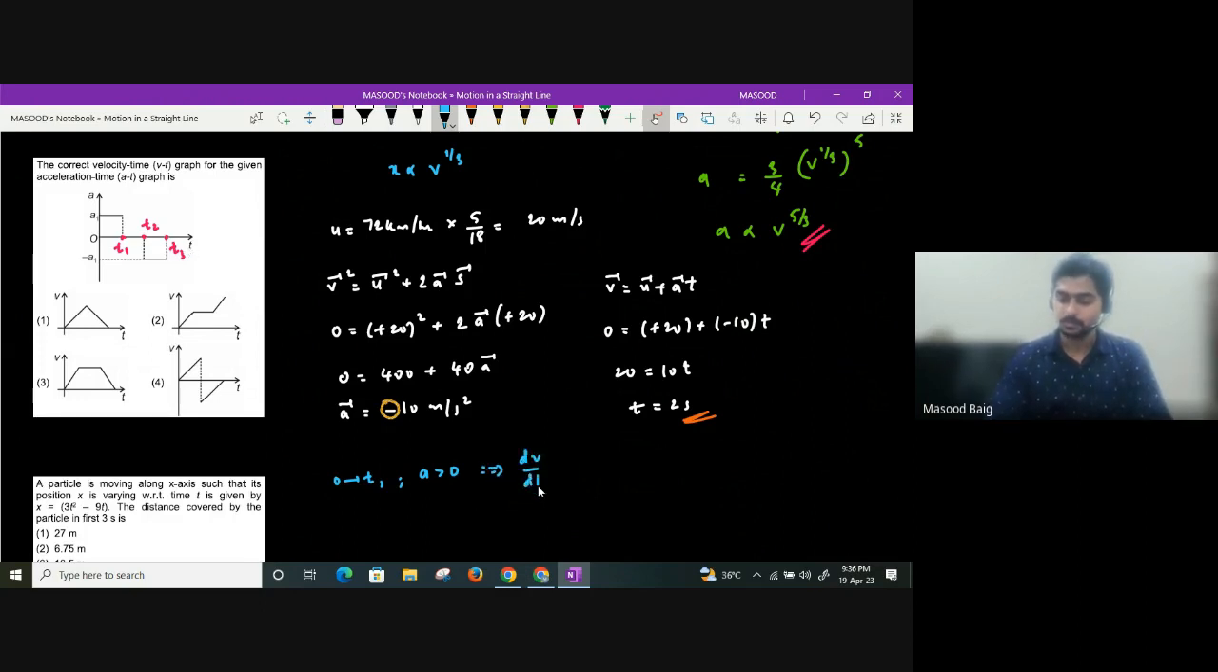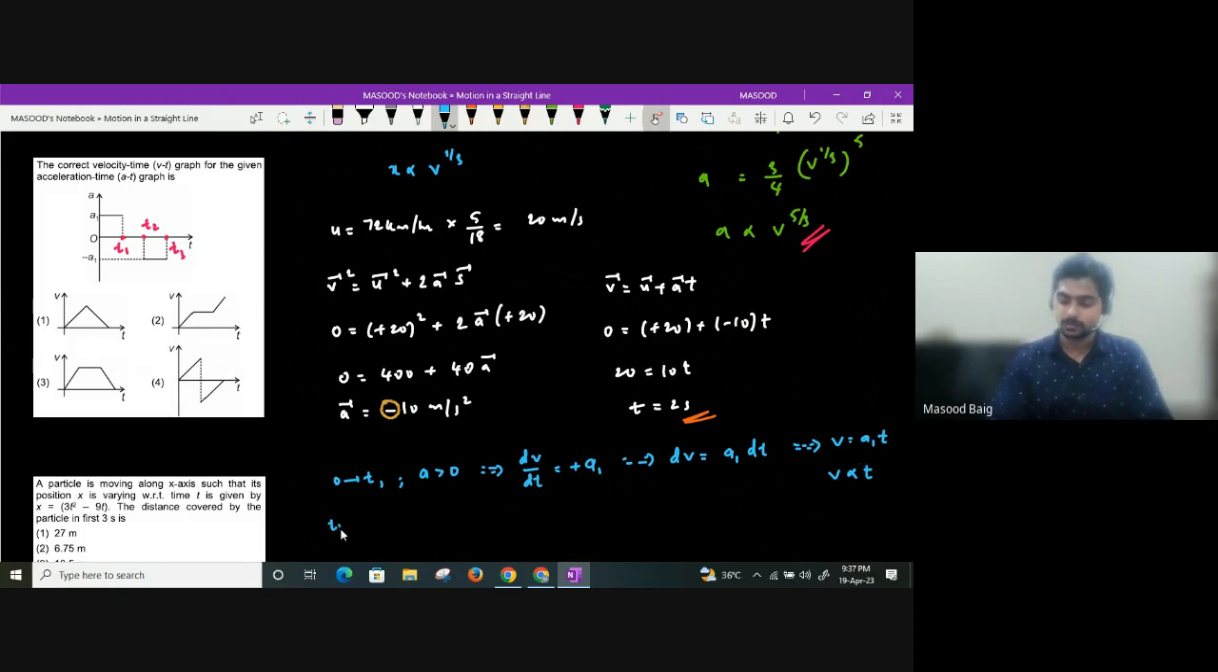Implies what we can write? dv divided by dt. Will it be a constant value plus a1? Implies I will write dv value will be equal to a1 into dt. If you do integration, I'll get velocity which is going to be equal to a1 into t. Means v is directly proportional to t. Clear? So v directly proportional to t will follow which graph? Straight line passing through origin.